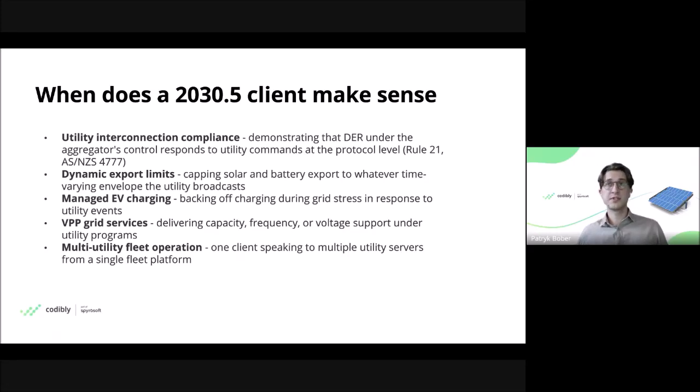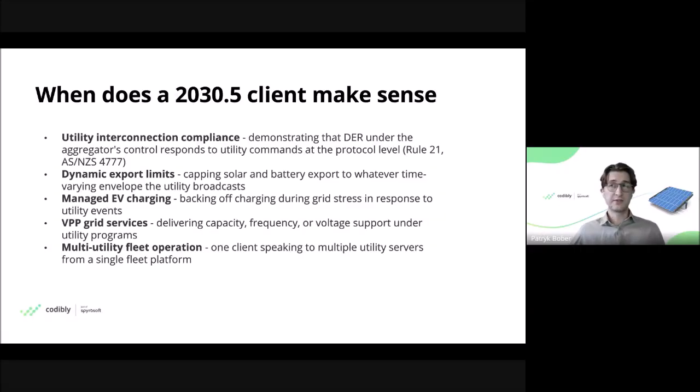Where the server publishes a time-varying export envelope, the client has to enforce it on solar and battery export, hour by hour or minute by minute. Where the server-side managed charging program issues events to back off charging during grid congestion, the client is the protocol level path that carries those instructions to the chargers. And where the server hosts a VPP program contracting capacity, frequency, or voltage support, the client is how the fleet actually delivers and reports that.